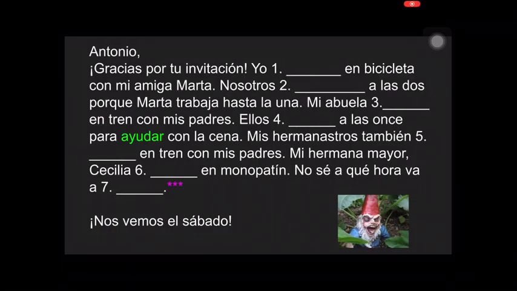Here's a little bit of practice for you. I'll give you guys a few seconds to screenshot this or write this down on a piece of paper. Okay, let's see how you guys did here.